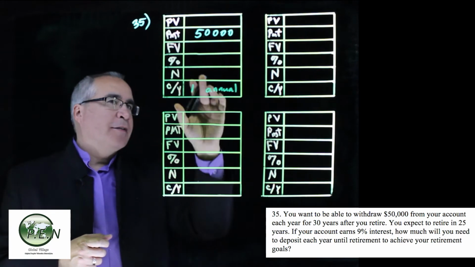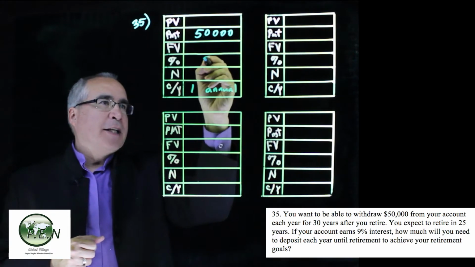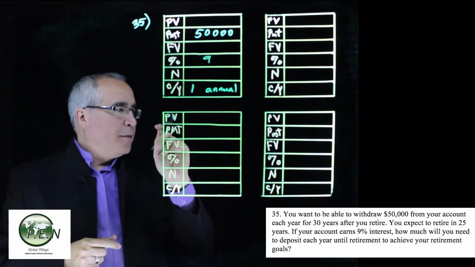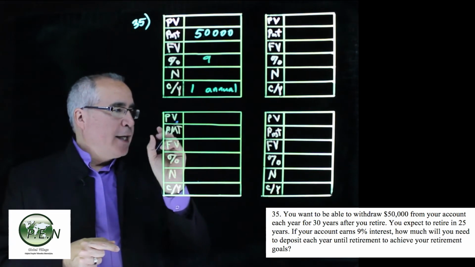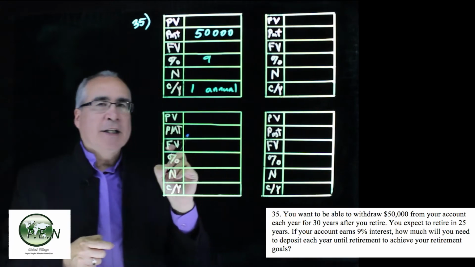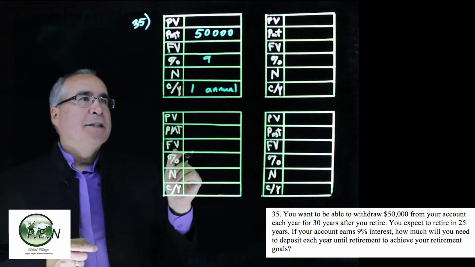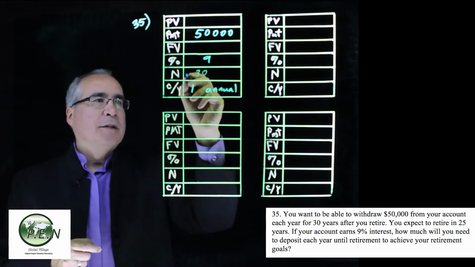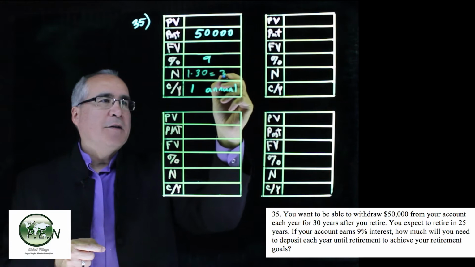We look down, we've got to fill out the other parts. We're going to get 9% on our money. And when we're taking the money out, we want to be able to get that income for 30 years after we retire. 30 years of income. So 1 times 30 is going to be 30.